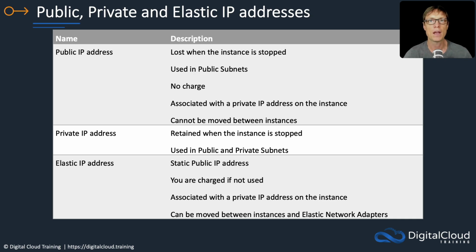Now, at the bottom here, we have elastic IP addresses. These are also public IP addresses. Now, as I mentioned, the public IP address is lost when the instance is stopped. So the difference between the public IP and the elastic IP, or one of the differences, is that it's a static public IP address. So that means you can stop your instance and start your instance and it will have the same IP address every time.